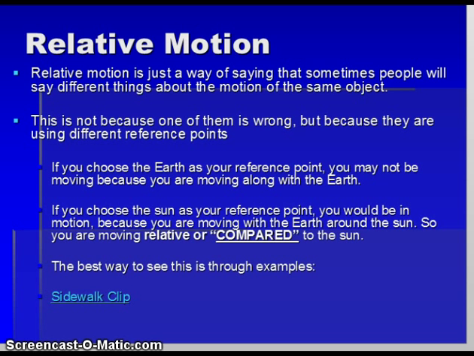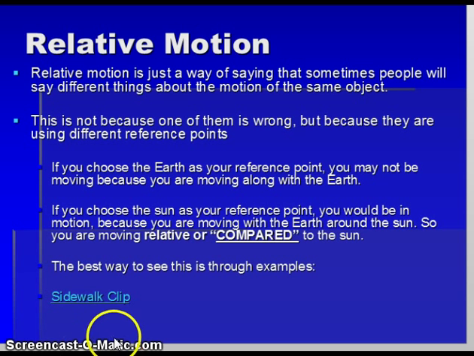If you choose the Earth as your reference point, you may not be moving because you are moving along with the Earth. Okay, but if you choose the Sun as a reference point, we are in motion because we are moving with the Earth around the Sun. We orbit around the Sun. But if you use the Earth, and you don't move compared to the Earth, you stay in place, so you would have no motion. But if you compare yourself to the Sun, you would be in motion because the Earth moves around the Sun.